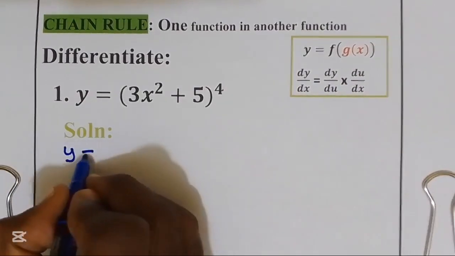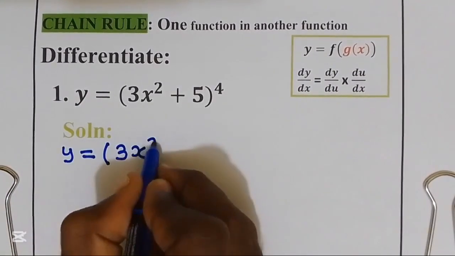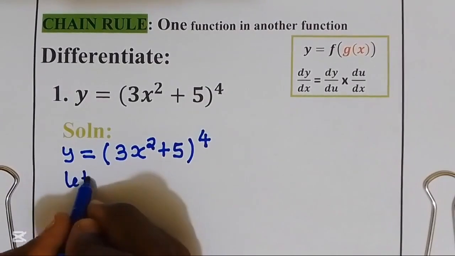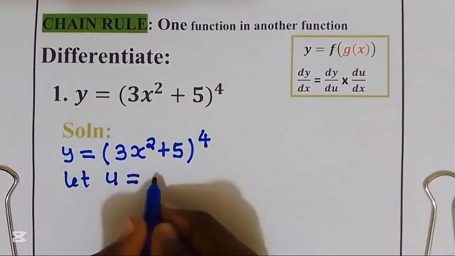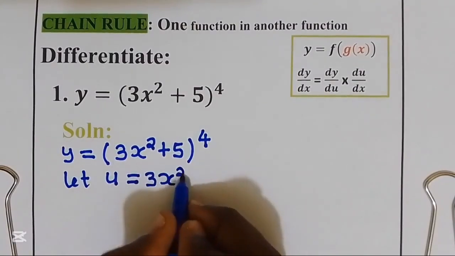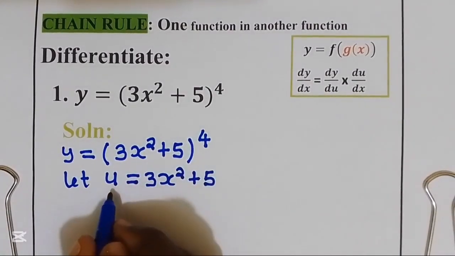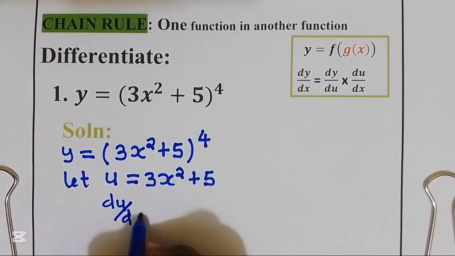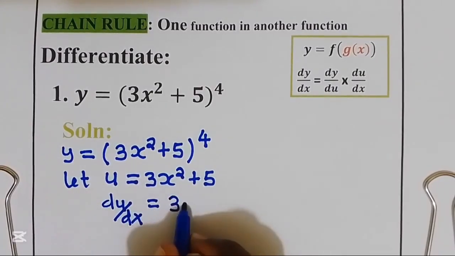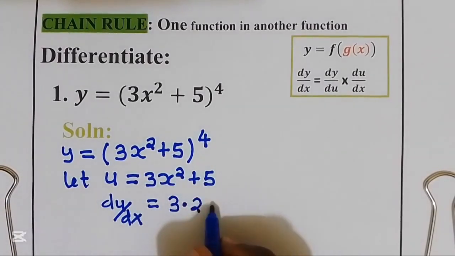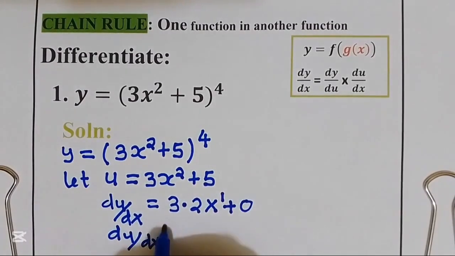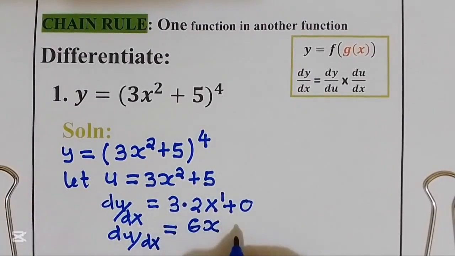Now, y is equal to, in the bracket, 3x squared plus 5 power 4. Let u be equal to the inner function, which is 3x squared plus 5. I'm going to differentiate the inner function with respect to x. du over dx is equal to 3 multiplied by, I'm going to drop 2 down, 2x, I'll reduce the power by 1, that is going to be power 1, plus 0. So du over dx is equal to 6x.